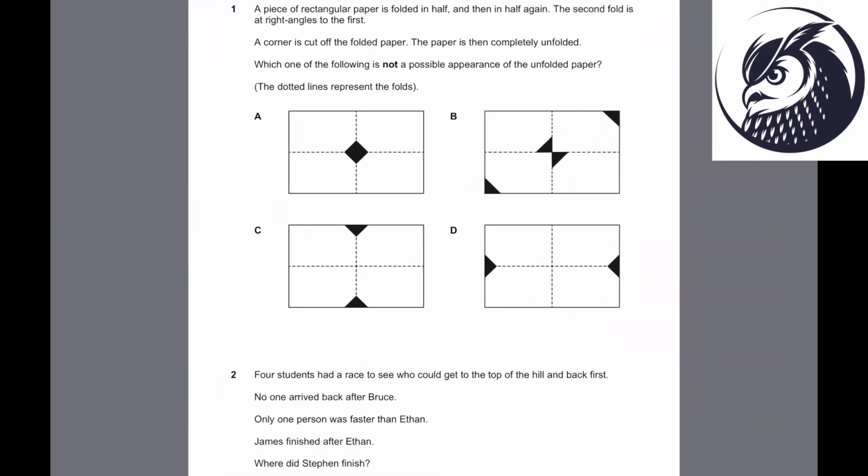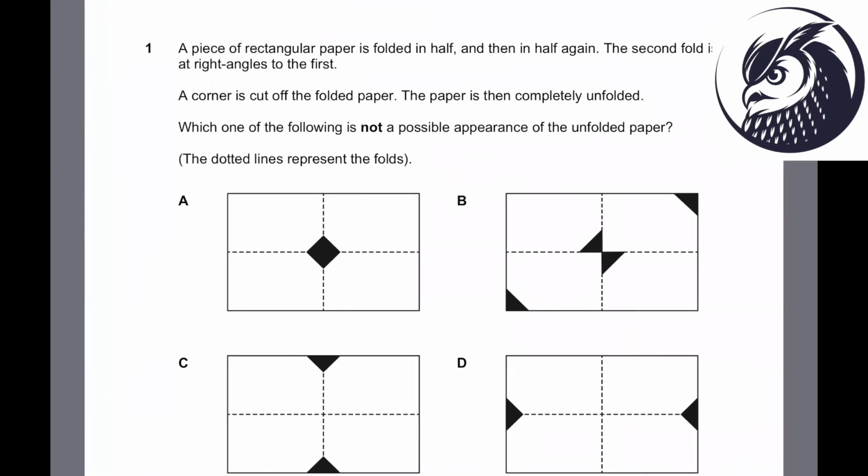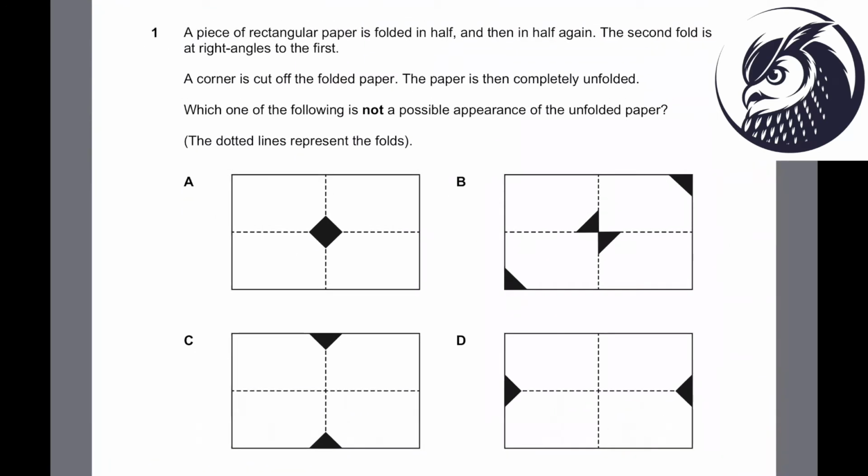Okay, so question 1 is saying a piece of rectangular paper is folded in half and then in half again. The second fold is at right angles to the first. A corner is then cut off the folded paper. The paper is then completely unfolded. Which one of the following is not a possible appearance of the unfolded paper? And they let us know that the dotted lines represent the folds.